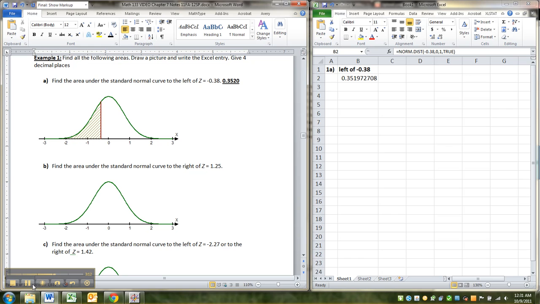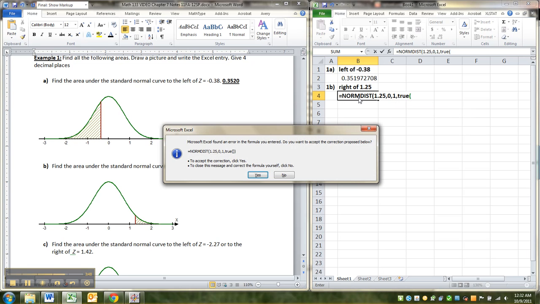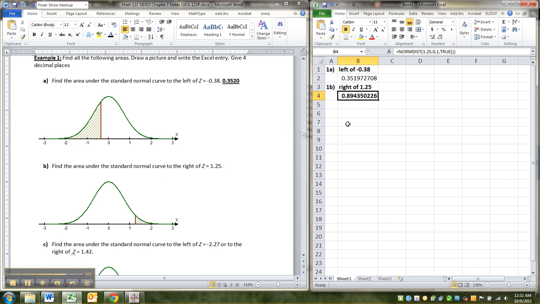Well, let me go make that drawing again. All right, there's the drawing. So the difference here is that this is not to the left anymore. This is to the right of 1.25. Now I know you're thinking, what difference does it make? It makes a big difference because the Excel function standard issue finds left probabilities. That's how that function works. So if I type equals norm.dist, 1.25, 0, 1, true, it gives me 0.89.